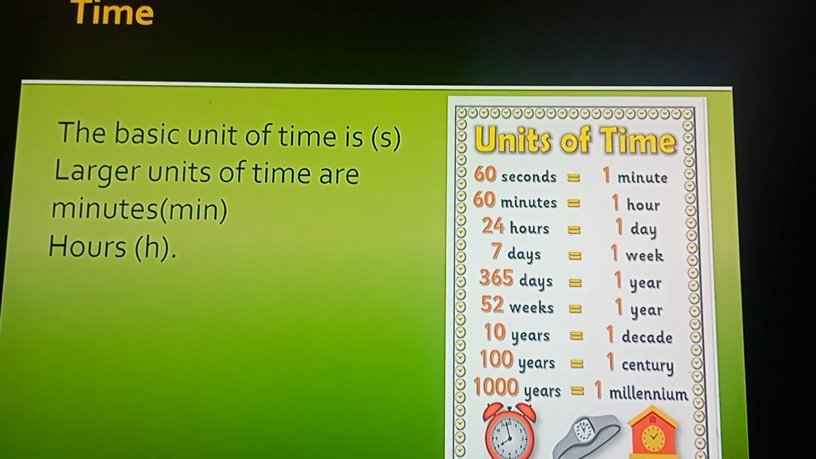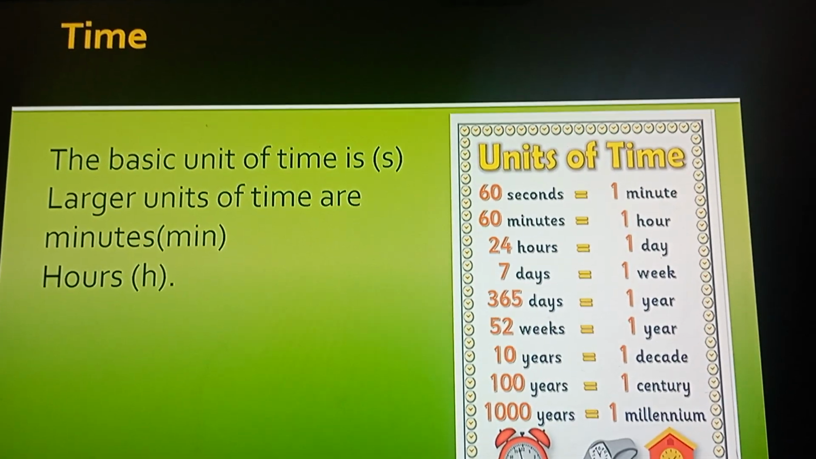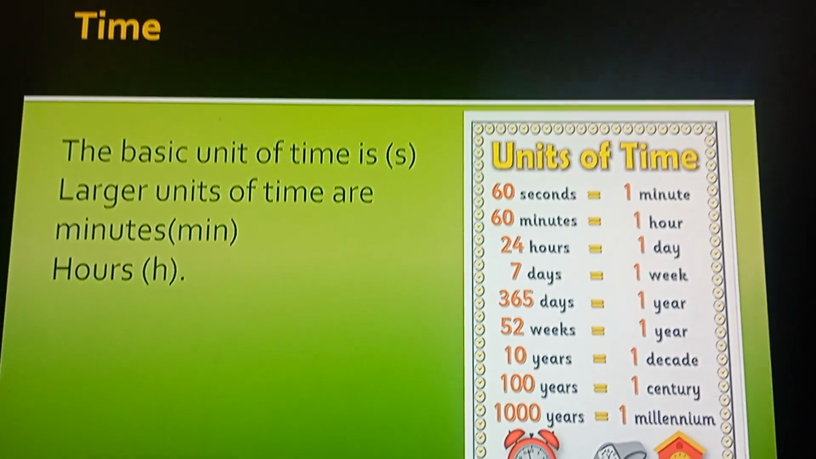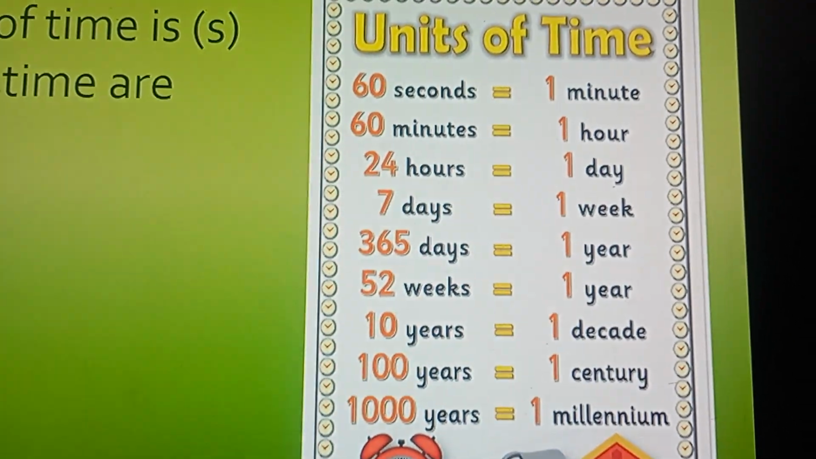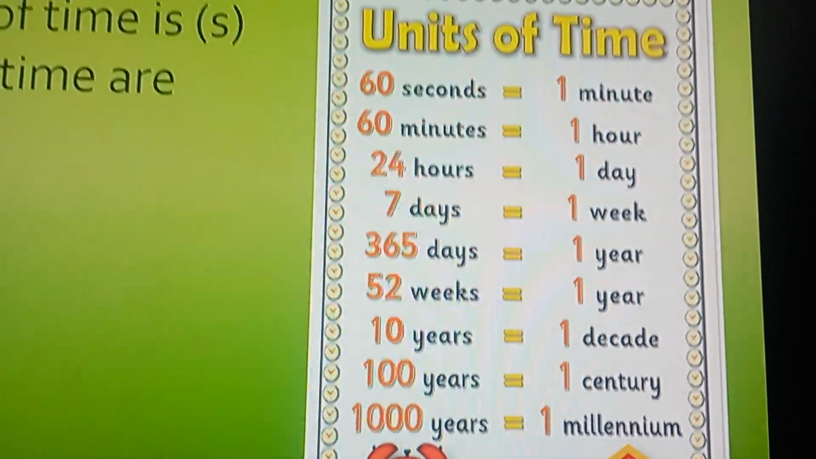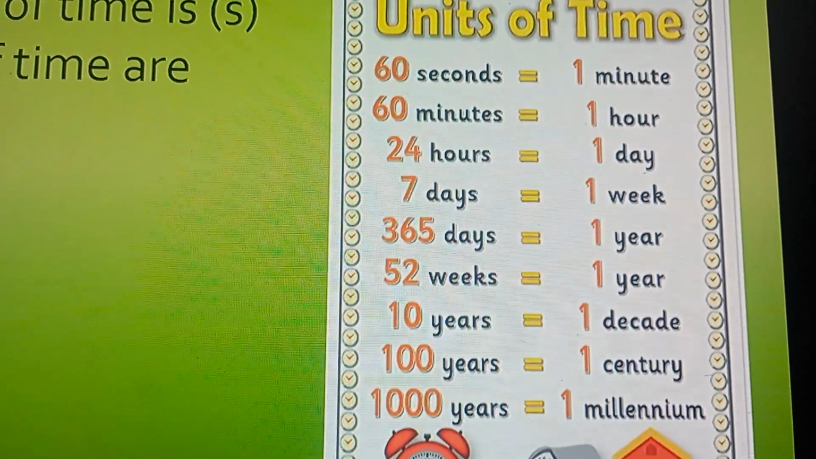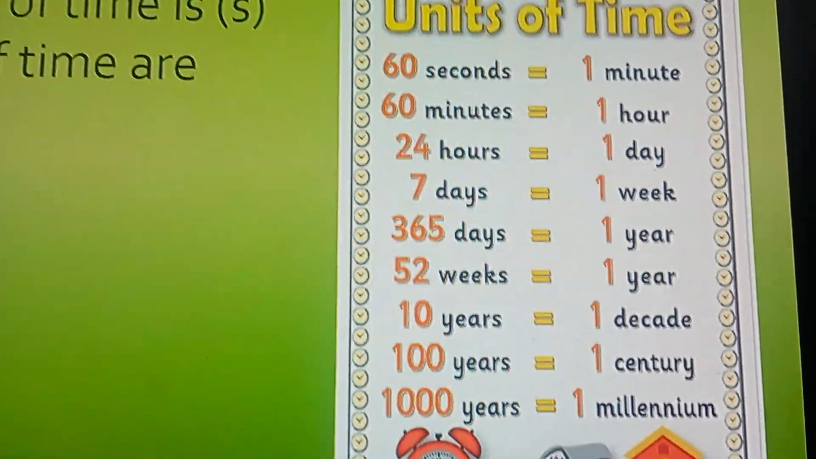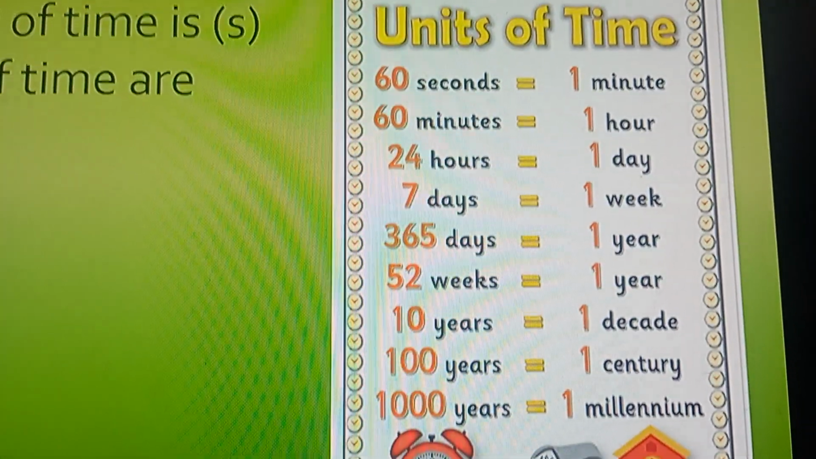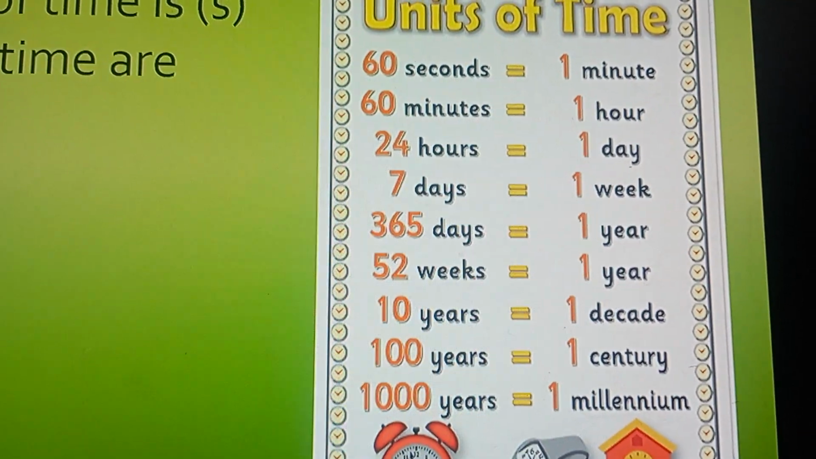All of us know what is time. What are the basic units of time? Seconds. What are the larger units of time? Minutes and hours. See the units of time. As we know, 1 minute equals 60 seconds, 1 hour equals 60 minutes, 1 day equals 24 hours, 1 week equals 7 days, 1 year equals 365 days, 1 year equals 52 weeks, 1 decade means 10 years, 1 century means 100 years, 1 millennium means 1000 years.